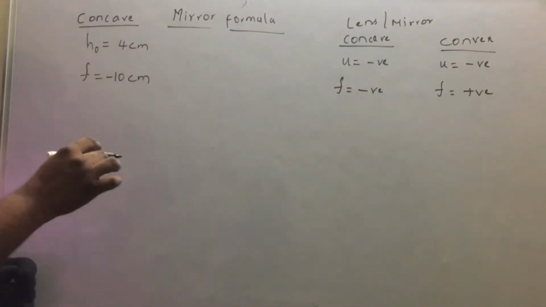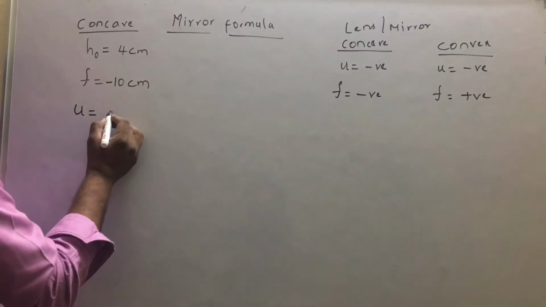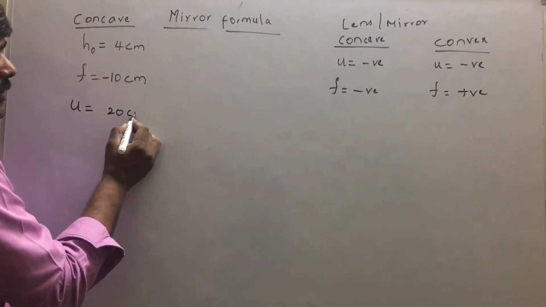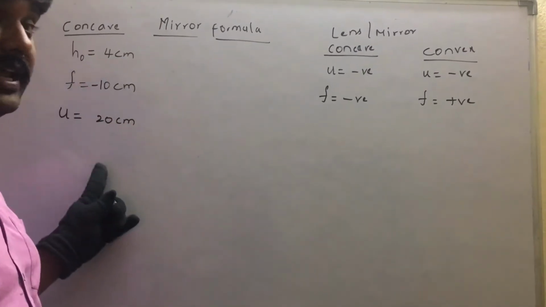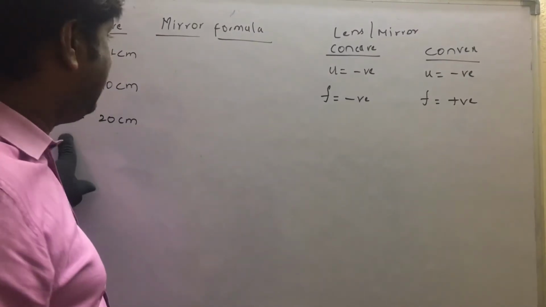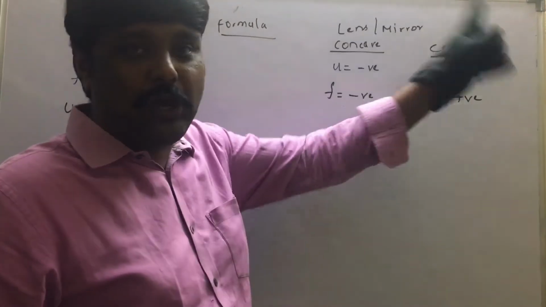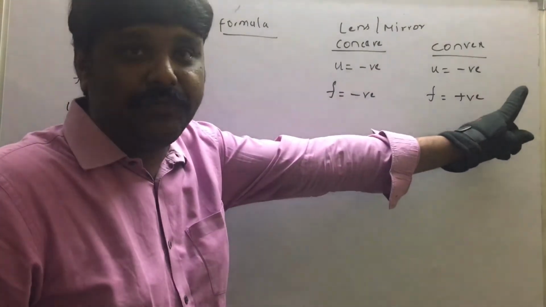Let us assume the object is kept at a distance of 20 centimeters from the mirror. Now what is the sign convention to be given? Sign for the object distance, whether it might be lens or mirror, concave or convex, u is always negative.